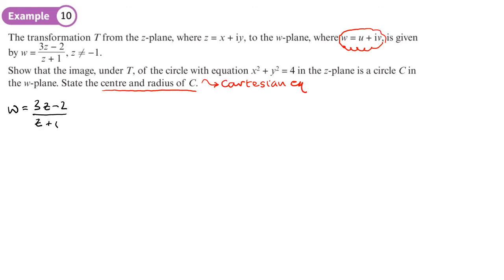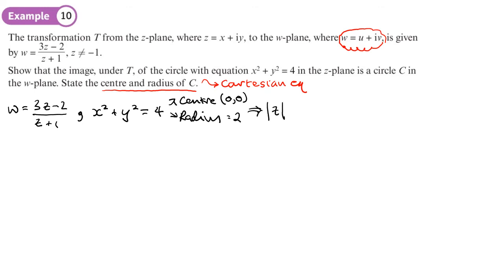Now we have this circle which is centered on the origin and has a radius of 2. That's what that means. So center 0, 0 and radius 2. So if we write down what the complex equation is for that, it's the modulus of z equals 2. So like the previous one, we're going to rearrange this to make z the subject, then do the modulus of both sides. We've got the modulus of z equals something in terms of w, then we can make this substitution here. Okay, so let's do that.